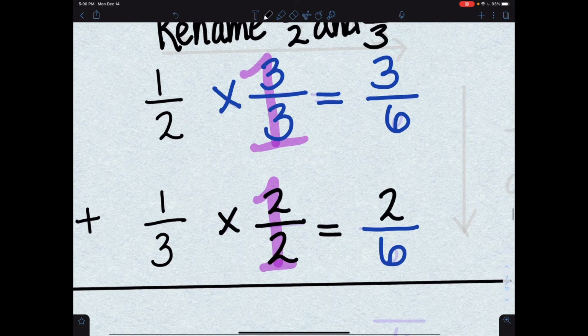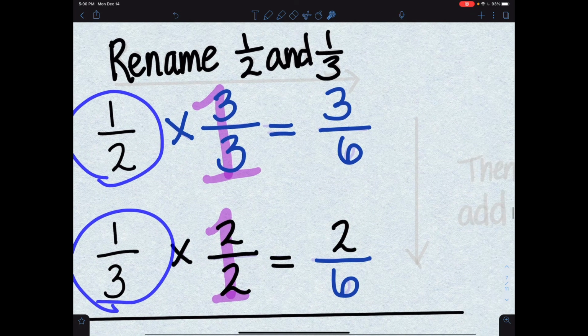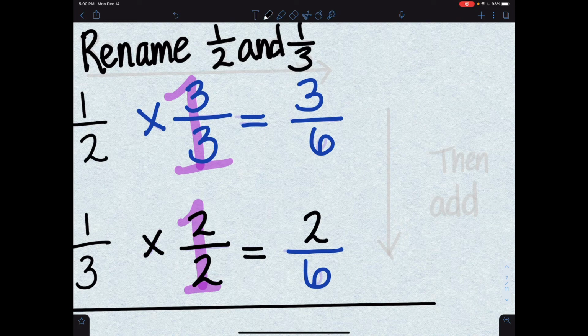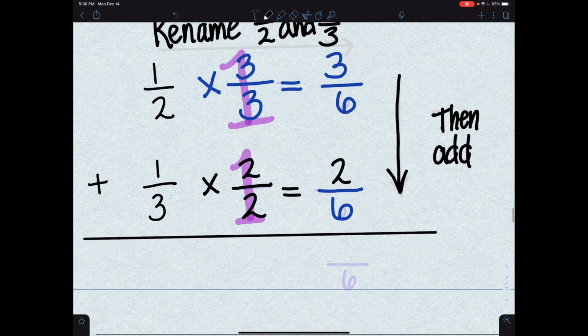So what I'm really adding when I add together 1/2 and 1/3 is the same as adding together 3/6 and 2/6. And now I can actually add those because they have a common denominator. So once I get to this point, then I can add. So 3/6 plus 2/6. If you add the numerators, we're going to add 3 plus 2, and we get 5. And the denominator stays the same, so it's 5/6.